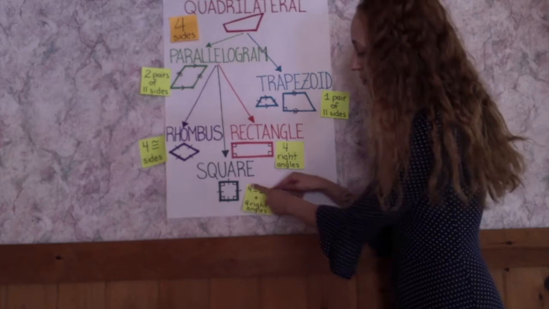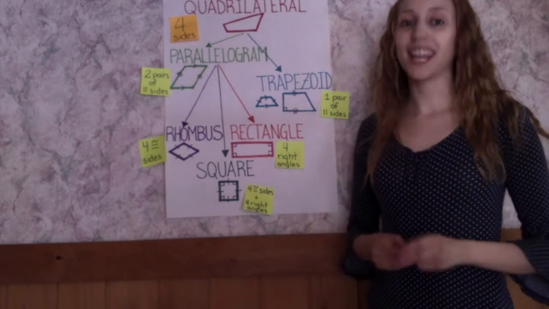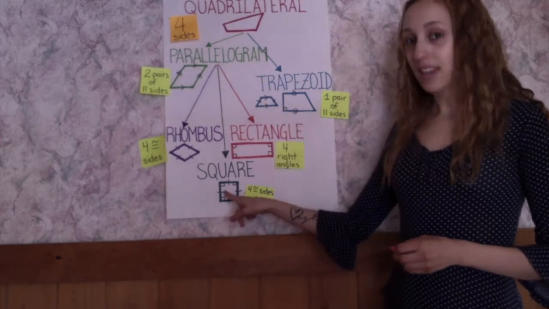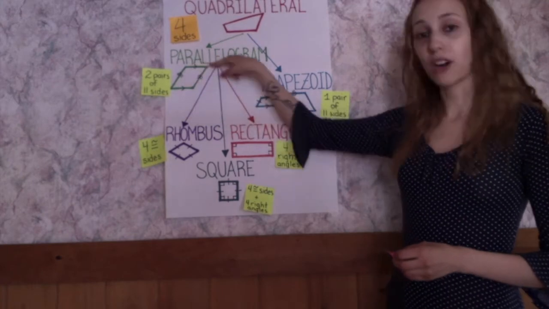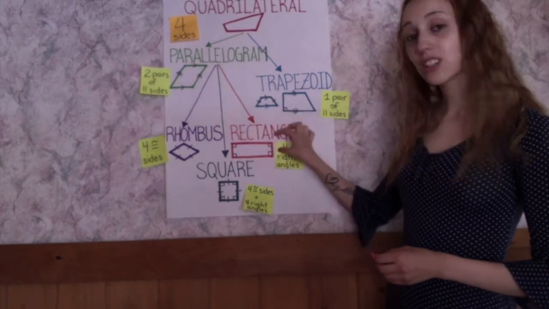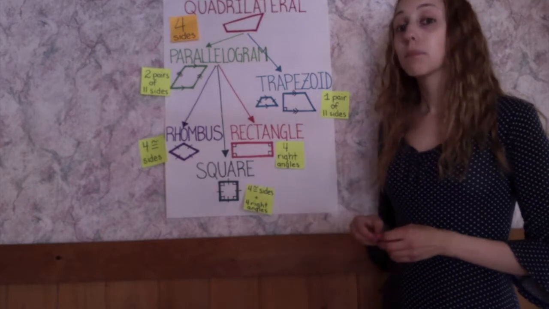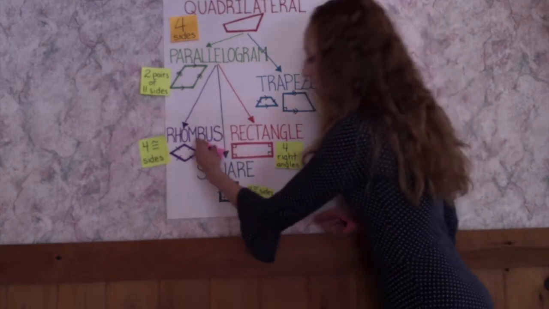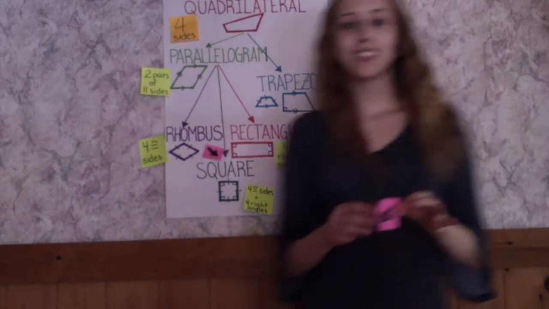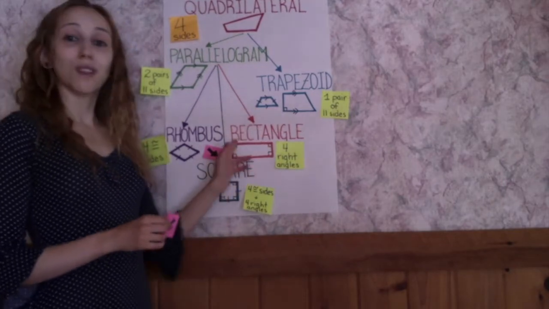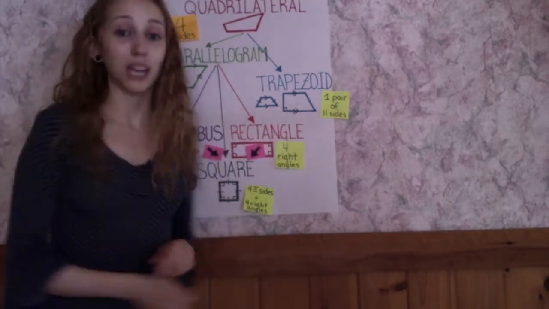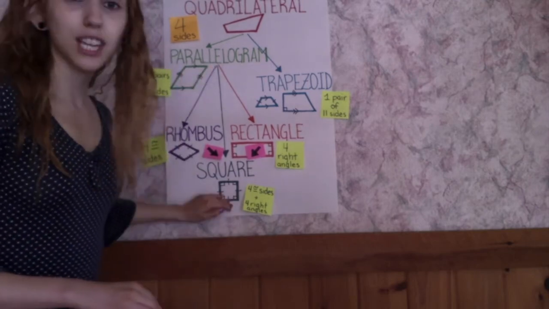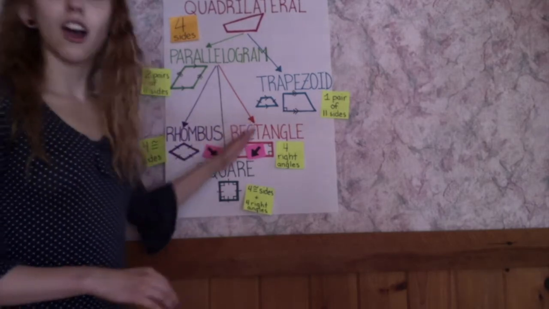Here's what squares look like. 4 congruent sides and 4 right angles, which means that squares are parallelograms. Yes, squares have 2 sets of parallel sides. So do rectangles, so do rhombi. They also have 4 congruent sides, which means that squares are a special type of rhombus. But, on the other hand, they also have 4 right angles, which means squares are a special type of rectangle. Squares are everything. They hang out with everybody. They are parallelograms, they are rhombuses, they are rectangles.